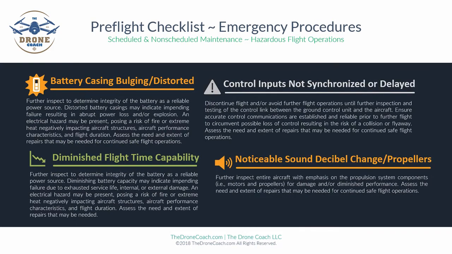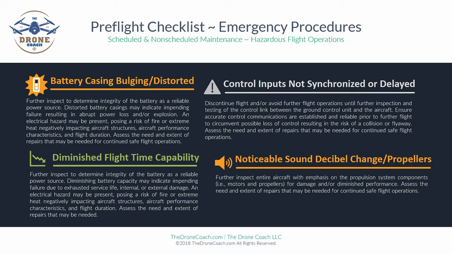Is your battery casing bulging or distorted? If so, further inspect to determine the integrity of the battery. Is it reliable? Distorted battery casings may indicate impending failure, resulting in abrupt power loss and/or explosion. You can Google that online. You'd be really surprised. These batteries in most of these small unmanned aircraft are not your typical batteries, and we'll be reviewing that in a few slides.